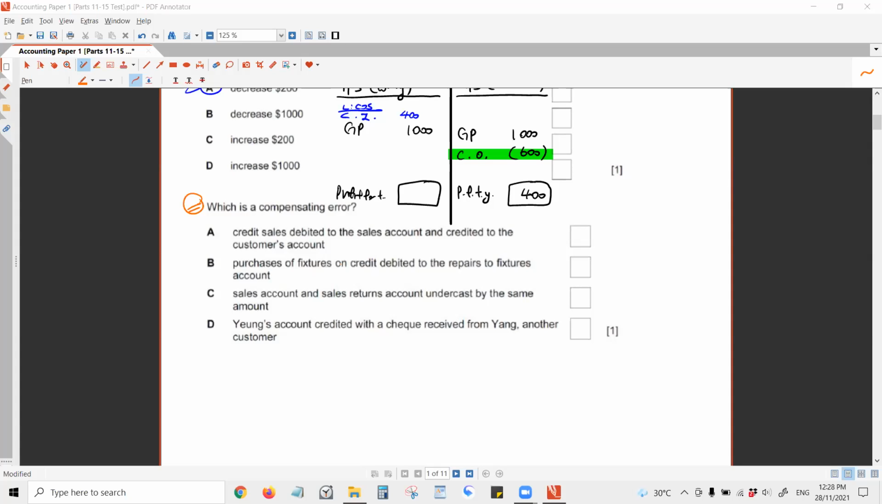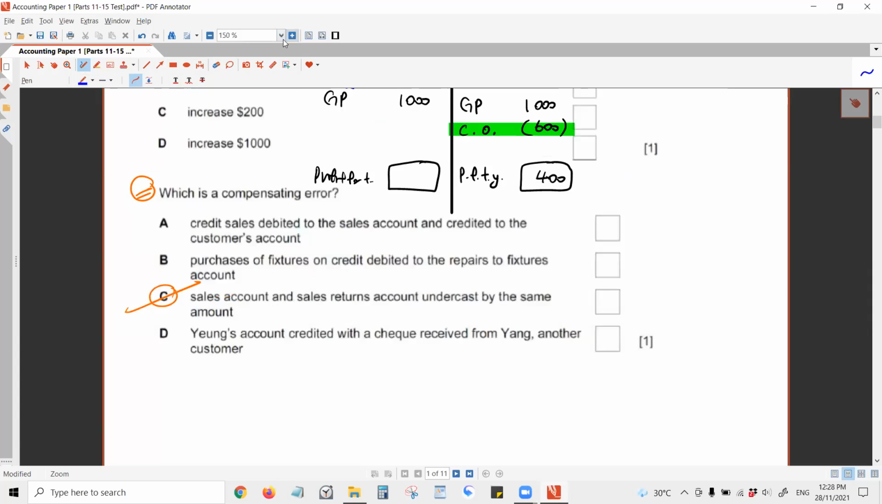Okay, I have to tell you the answer now. Answer should be C. Okay, now let's see why the rest are not the answer, and also understand why C is the answer. Okay, we go through everything together.